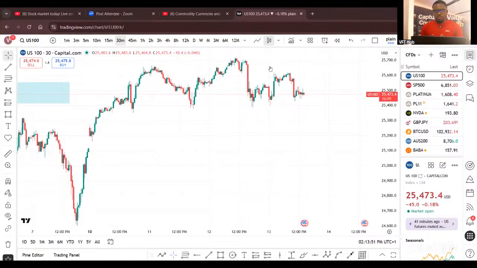Our levels are still intact. We expect price to reverse from those levels, and hopefully by Tuesday we're going to revisit all of this again and see how prices have played out, either win or lesson.